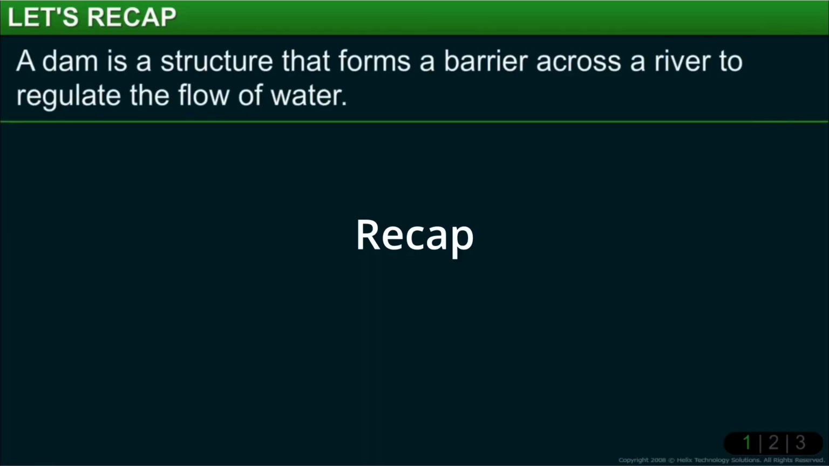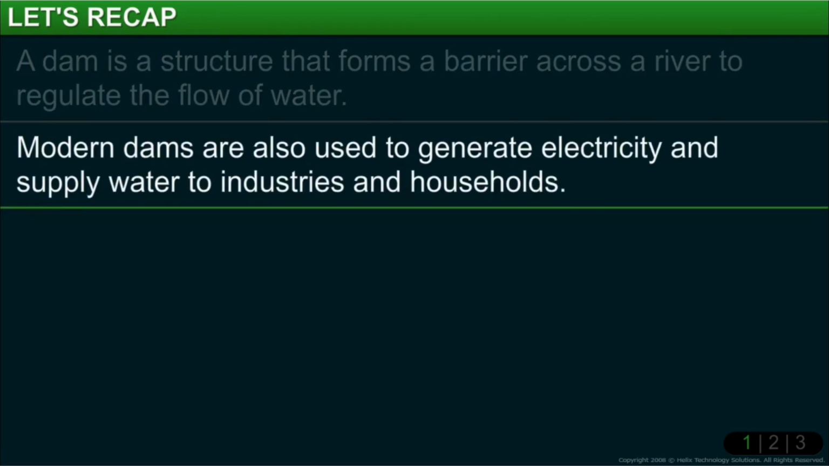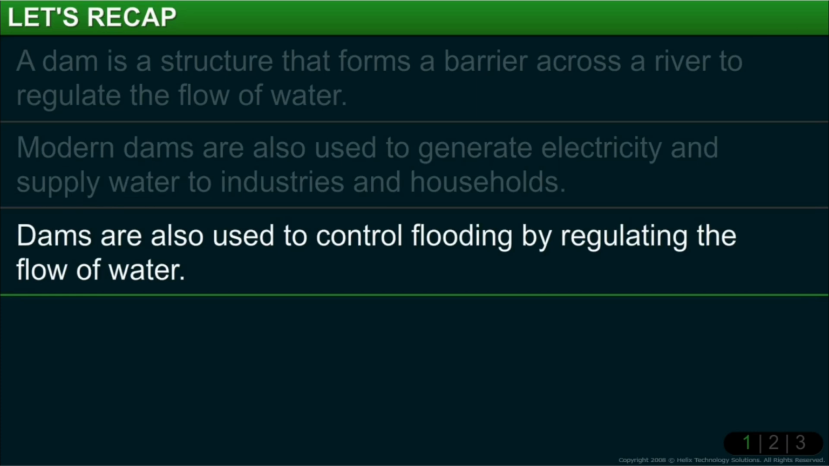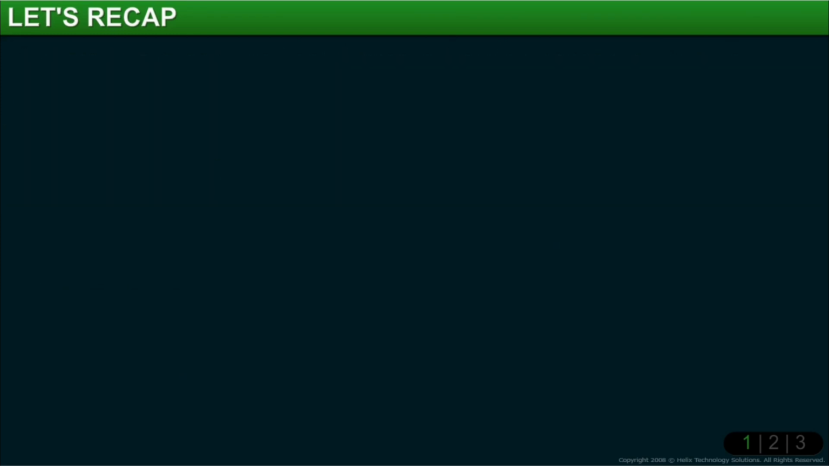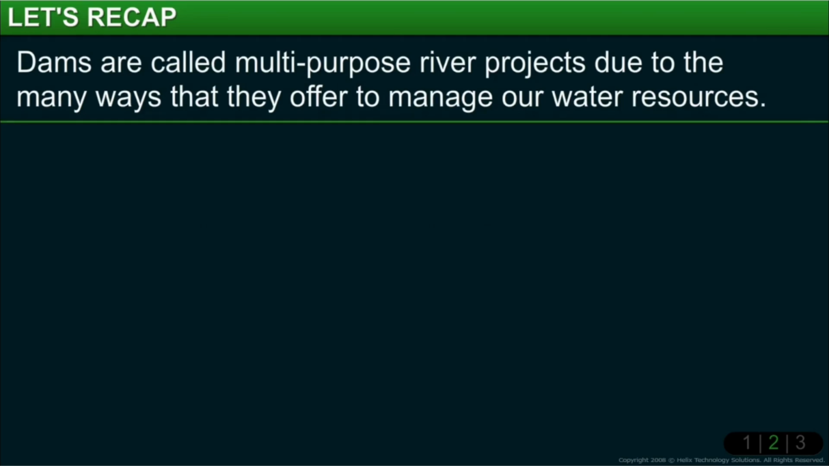A dam is a structure that forms a barrier across the river to regulate the flow of water. Modern dams are also used to generate electricity and supply water to industries and households. Dams are also used to control flooding by regulating the flow of water. The reservoirs created behind several dams are used for fish breeding. Dams are called multi-purpose river projects due to the many ways that they offer to manage our water resources.